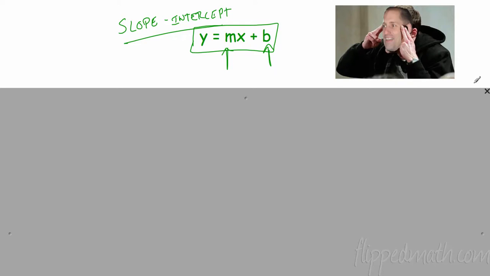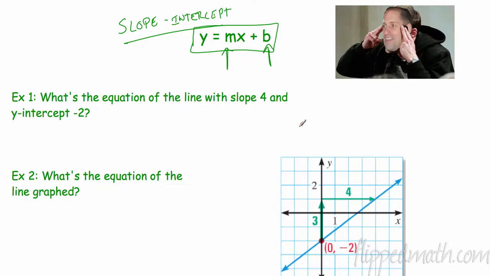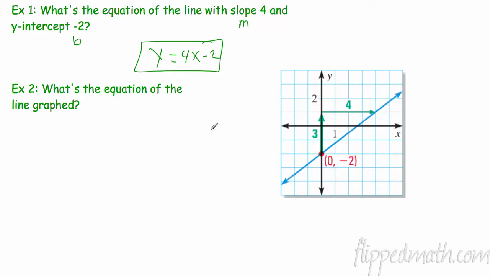So let's start easy. Alright? Two easy ones to start with. What's the equation of a line with slope 4? That's our m, and y-intercept -2. So y equals 4x minus 2. Easy peasy lemon squeezy. I can't make it any easier than that.